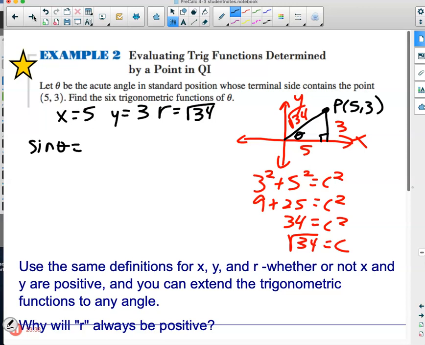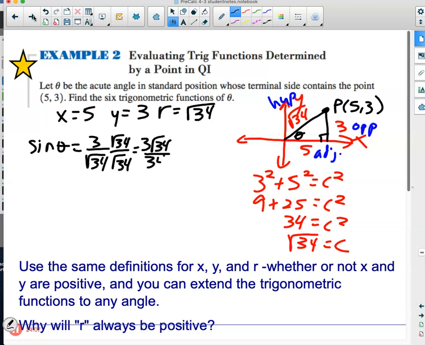So, sine of theta. You think about your labels. If I can get my blue marker to be a little faster. There we go. And your SOHCAHTOA. And you realize that's opposite over hypotenuse. Oh, wait, I can't leave that radical in the denominator. And we get 3 square roots of 34 over 34.